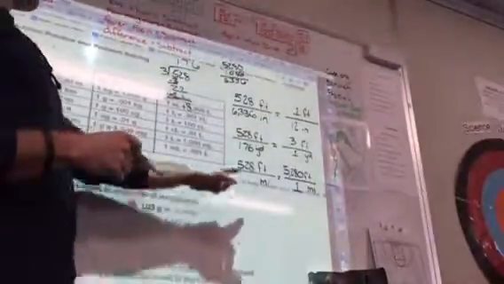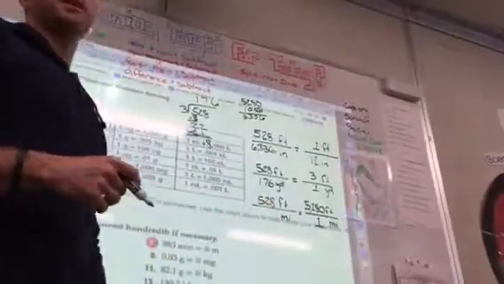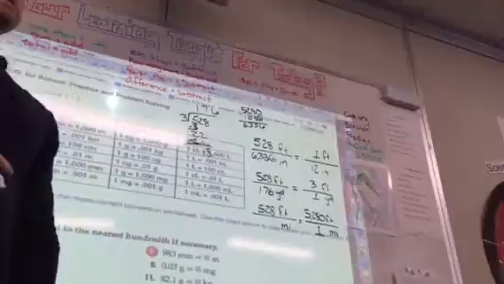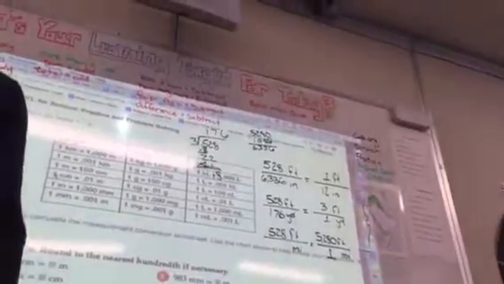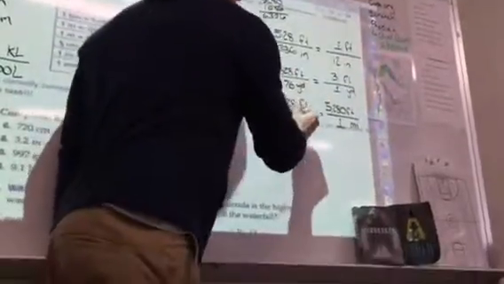Someone do that for me. 1 times 528 is 528. 528 divided by 5,280. You're going to get a decimal. Okay, but anyways, you would get that answer. You see how that works?